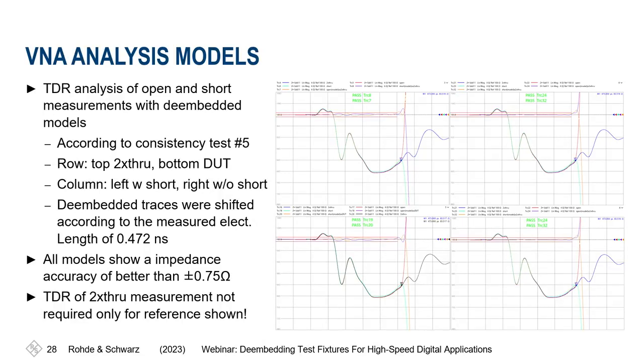The TDR of the 2x through measurements is not shown, it's not required, but it's shown here just for reference so that you can find your way to the consistency check number 2. Model properties. Now we have our models, we tested the models, we see that they look great. Have a deeper look into the models.